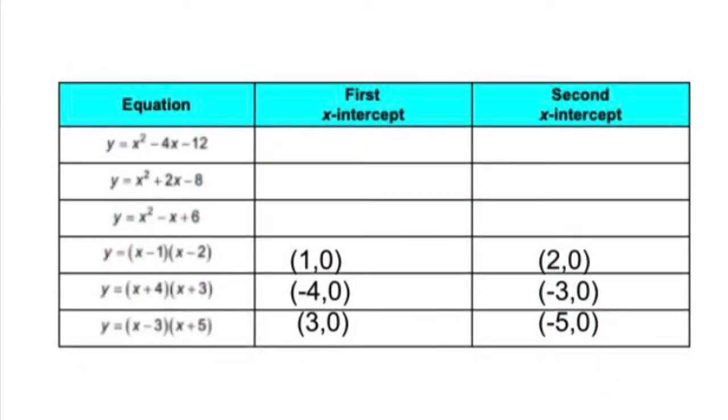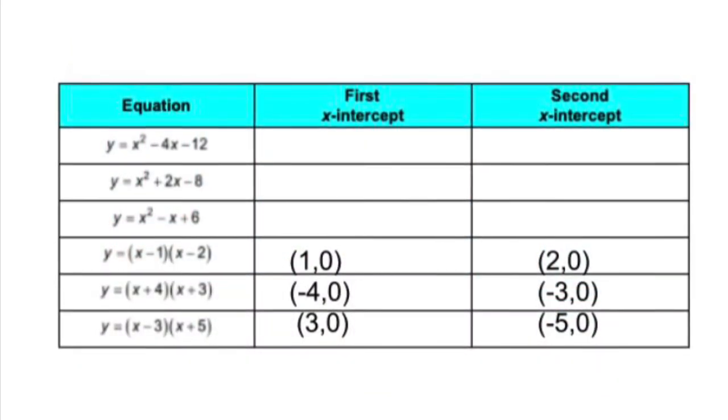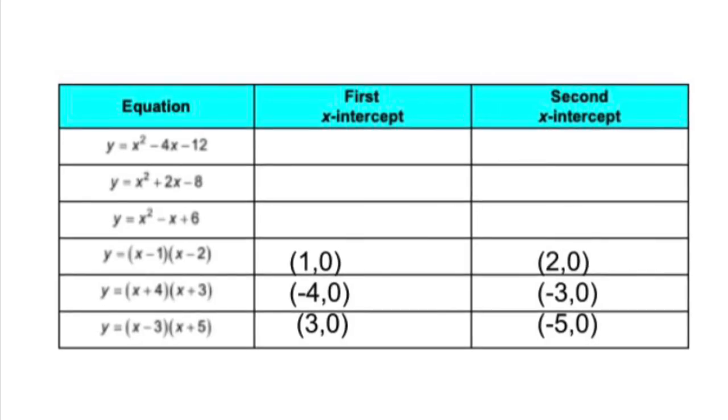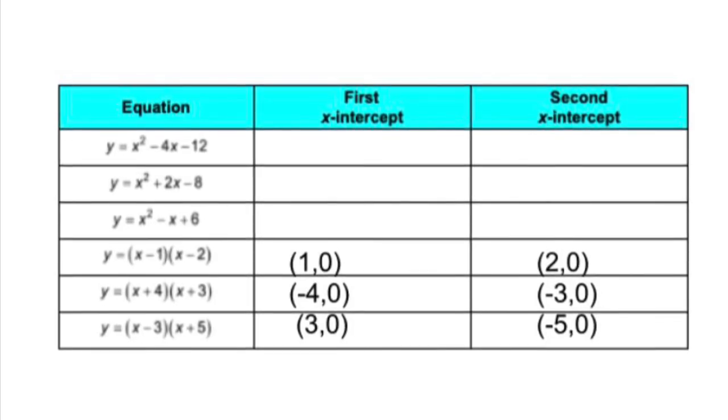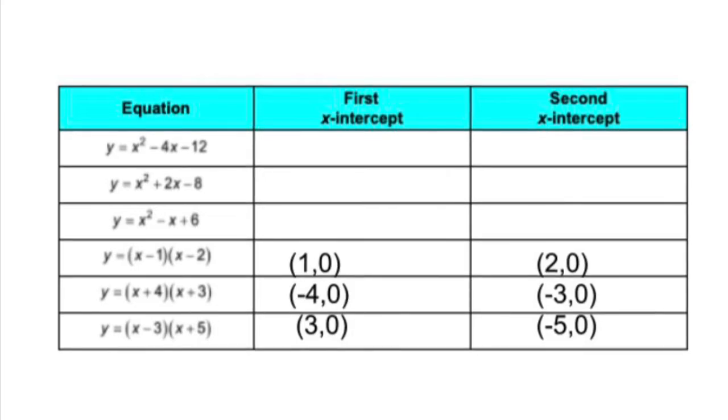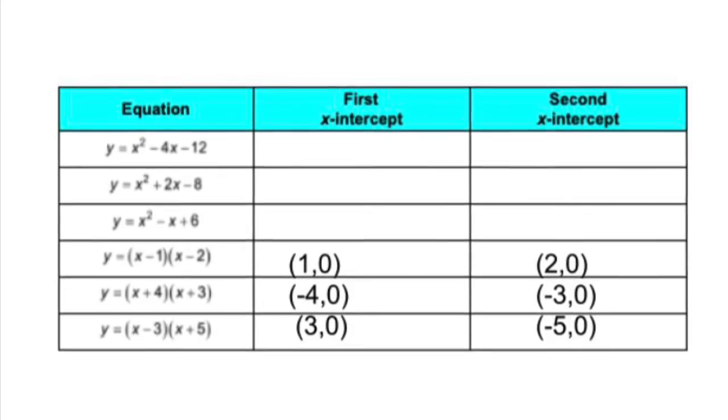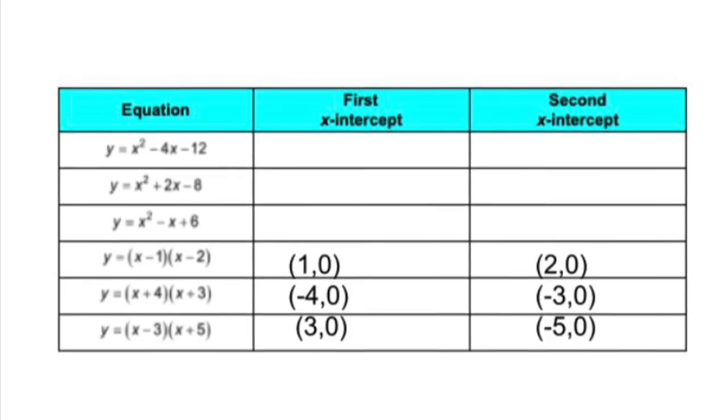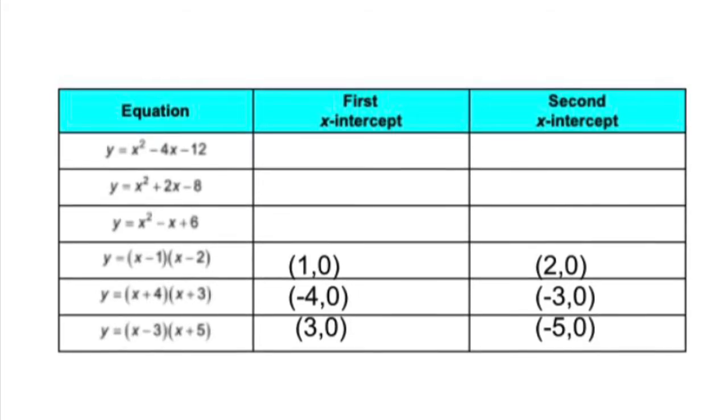So I really hope you tried this on your own before checking your answers. You can see that I have filled in the table of values with the right answers. The first equation was x minus 1, x minus 2. So the x-intercepts were plus 1, 0, and plus 2, 0.